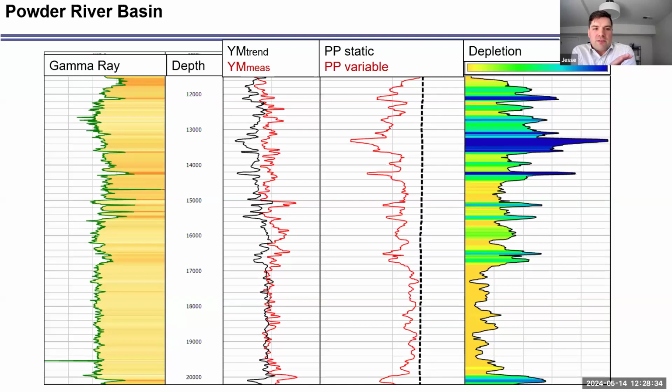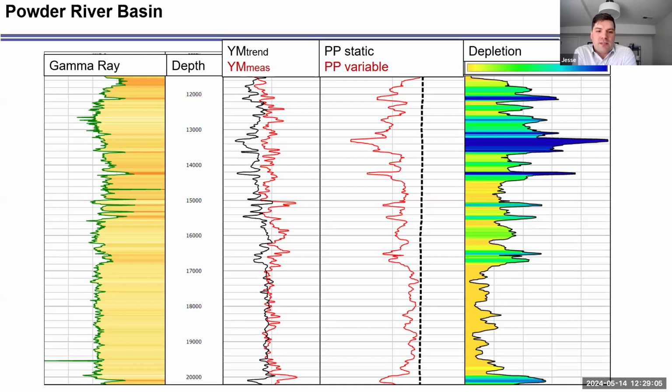But basically here, what I'm showing is we have the gamma ray, we have the depth in the lateral, and then we have the YM trend in black. So this is what we expected the Young's modulus to be doing based on vertical offset pilots. And so we used, again, gamma ray and BTI and anisotropy to figure out what this curve should look like. The red curve is what the Young's modulus actually did.